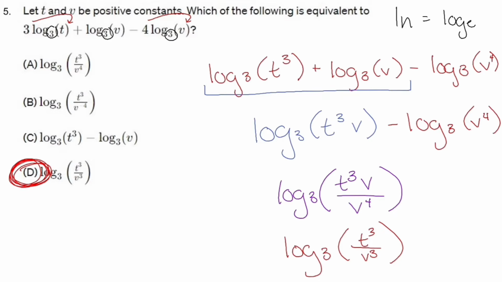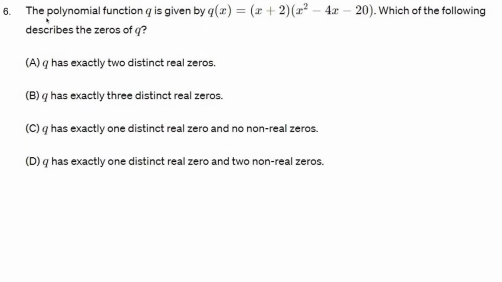Hope this helps. The polynomial function q is given by q of x equals x plus 2 in parentheses times x squared minus 4x minus 20 in parentheses.